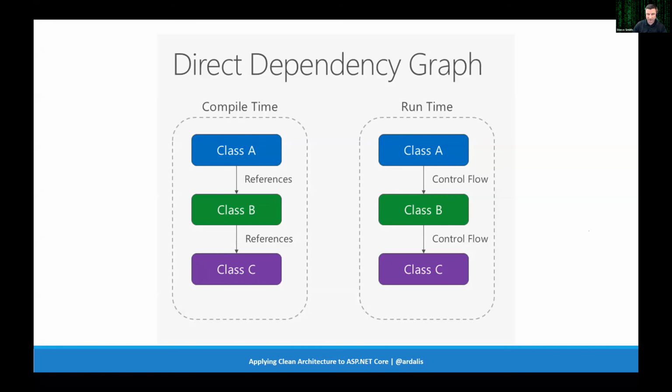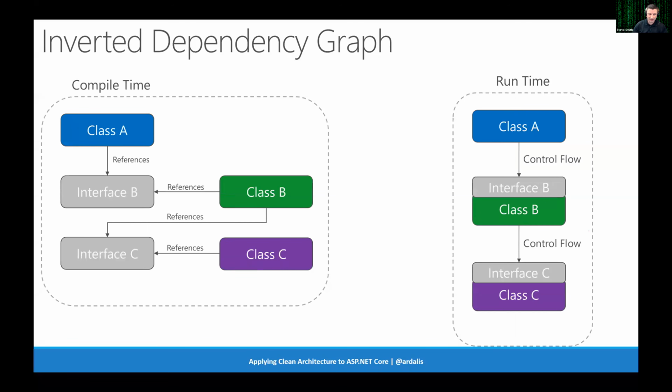On the right, this is what it looks like at runtime. If you put a breakpoint in class C and you look at your stack trace, you're going to see method in class A called method in class B called method in class C, and they are the same. Now, if we use interfaces, then you have this option to break that chain.